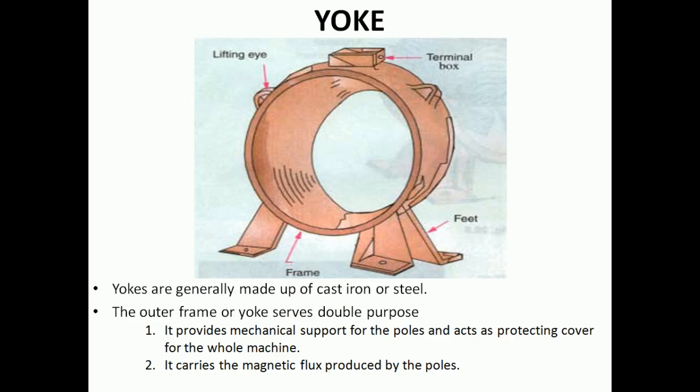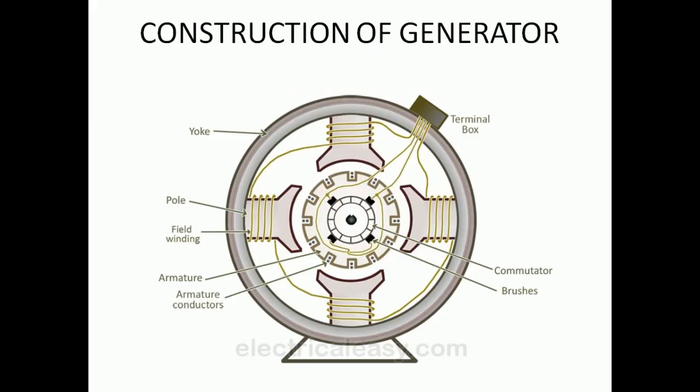Yokes are generally made up of cast iron or steel. The main purpose of yoke is to provide a protective cover for the internal sophisticated components which are present inside the machine from external entities such as moisture, dust, mechanical shock, etc. Yoke also serves the purpose of providing a continuous path for the magnetic flux.